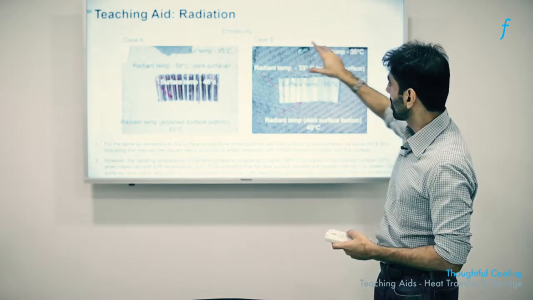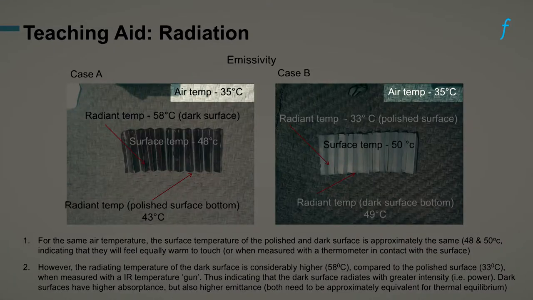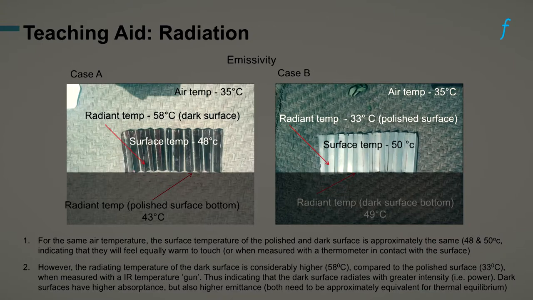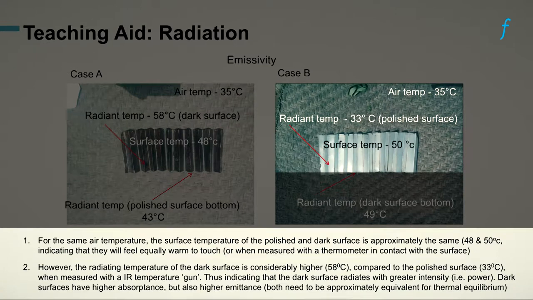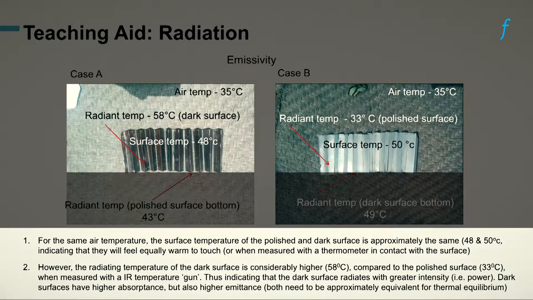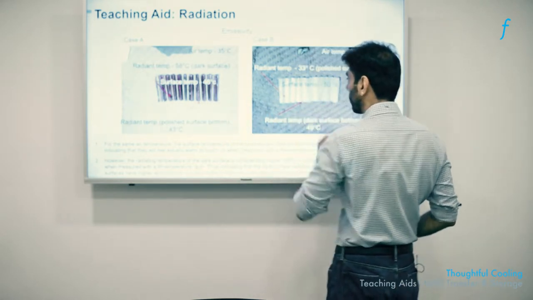This is under the influence of air, which is at 35 degrees, right? Case A and case B are both under the influence of air at 35 degrees. However, because of the darkness of this surface versus this one, you can see that the radiant temperature is much lower here because of the high reflectance and the low emissivity of this kind of polished surface versus a dark surface. On the underside, this one has a polished surface, this one has a dark surface, right? Because this is essentially a flipped version of this.